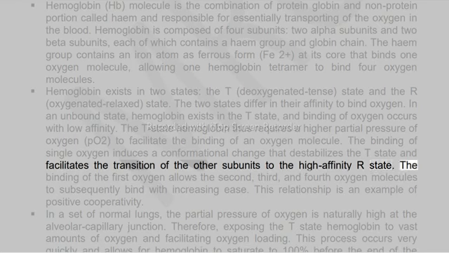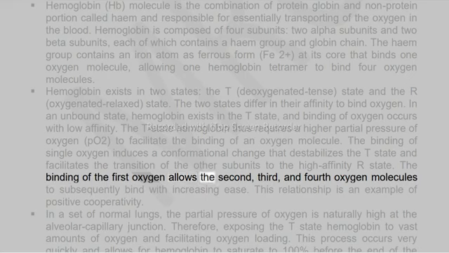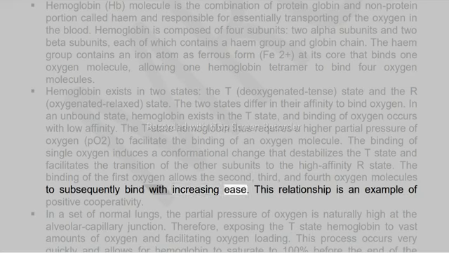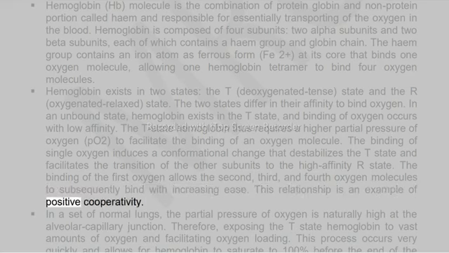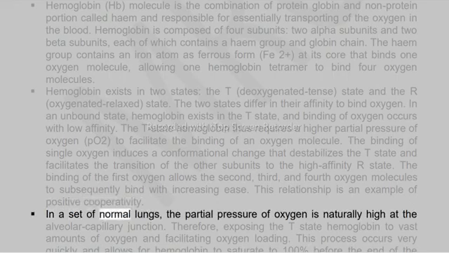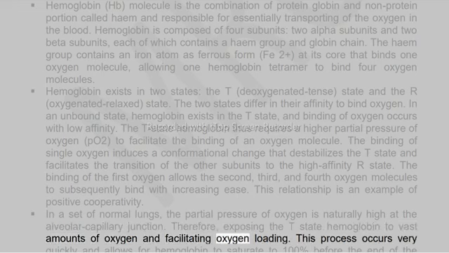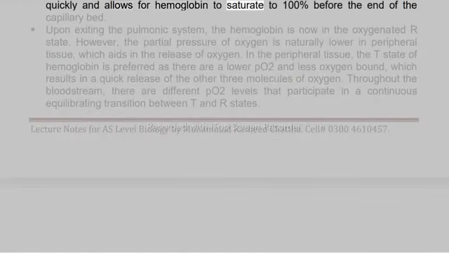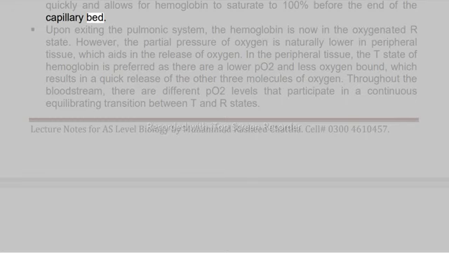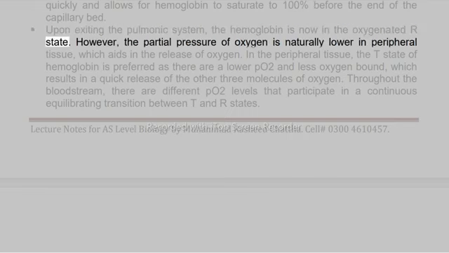The binding of the first oxygen allows the second, third, and fourth oxygen molecules to subsequently bind with increasing ease. This relationship is an example of positive cooperativity. In a set of normal lungs, the partial pressure of oxygen is naturally high at the alveolar capillary junction. Therefore, the T-state hemoglobin is exposed to vast amounts of oxygen, facilitating oxygen loading. This process occurs very quickly and allows hemoglobin to saturate to 100% before the end of the capillary bed. Upon exiting the pulmonic system, the hemoglobin is now in the oxygenated R state.